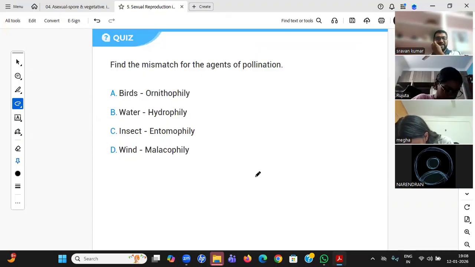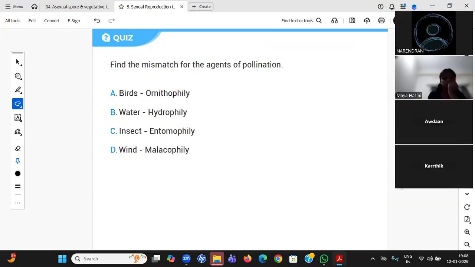Find the mismatch for the agents of pollination. Maya, Narendran, Megha, right answer. Come on, students, we have discussed this.